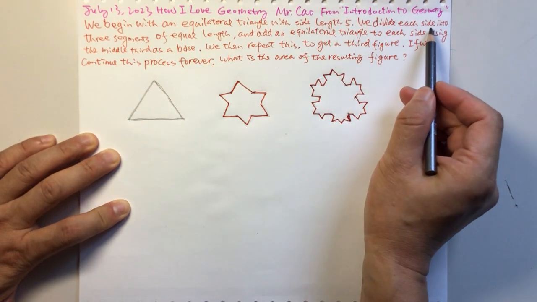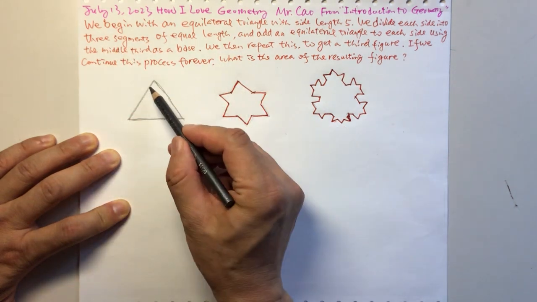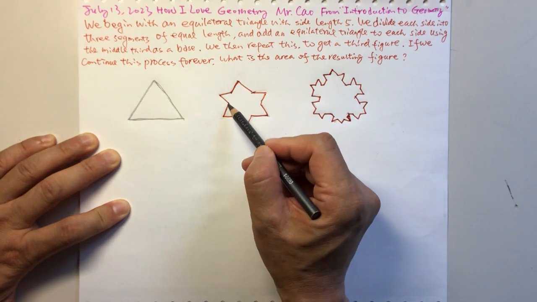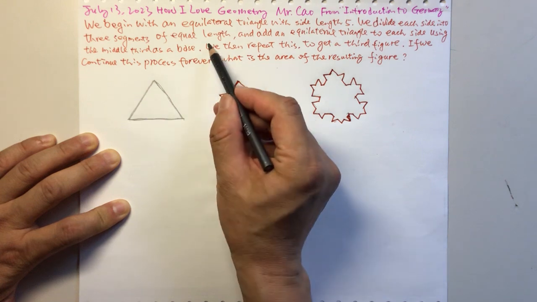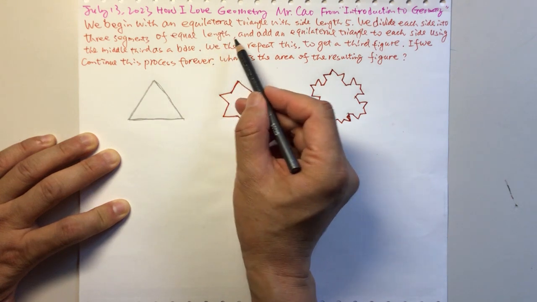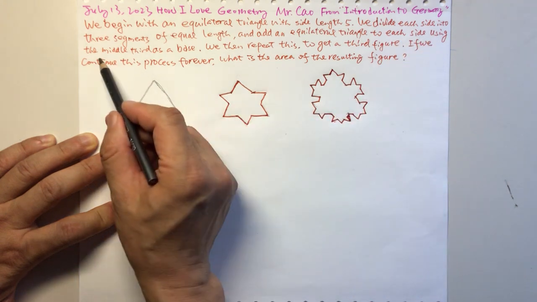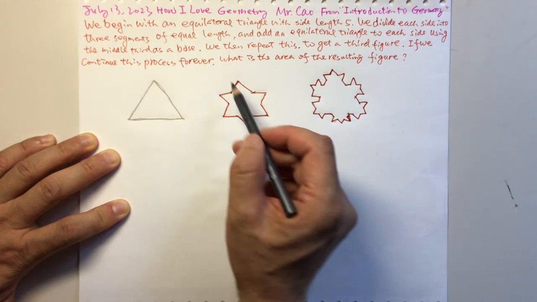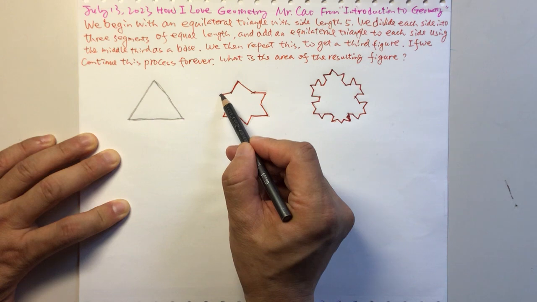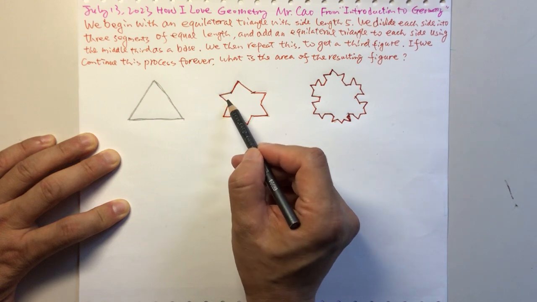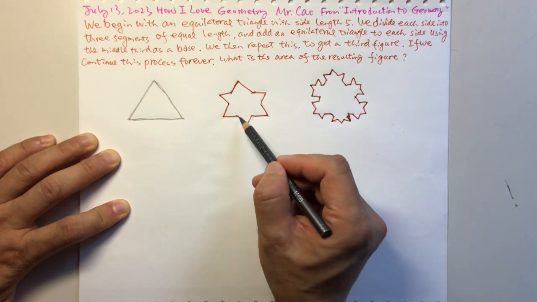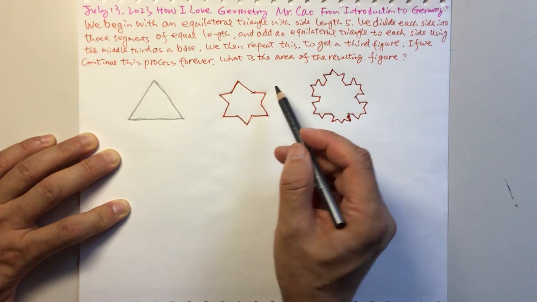We divided each side into 3 segments of equal length and added an equilateral triangle to each side using the middle third as a base. So it means like this way, right? Added this small equilateral triangle on each side.